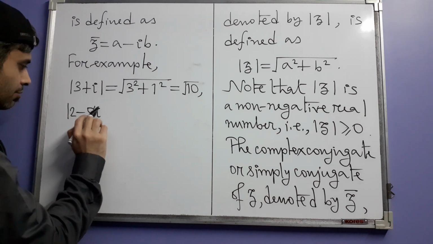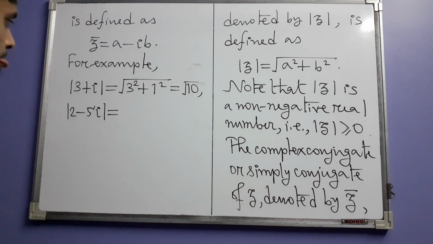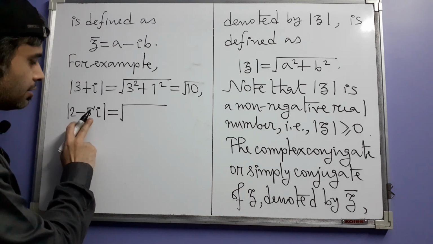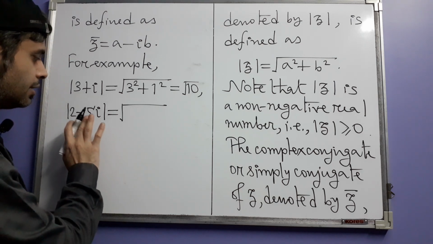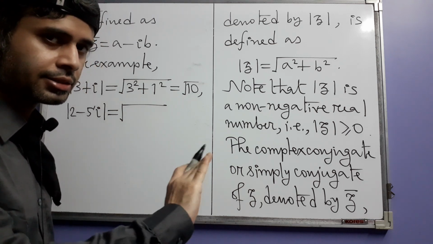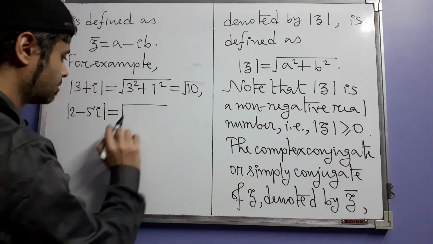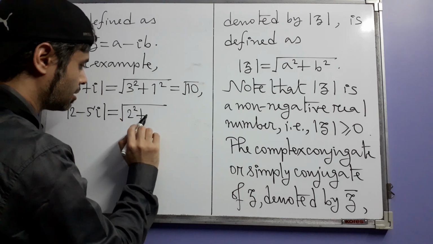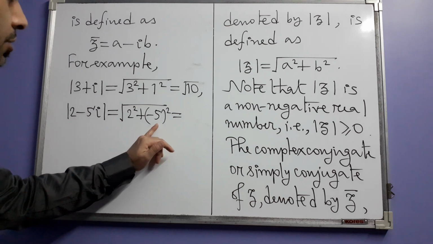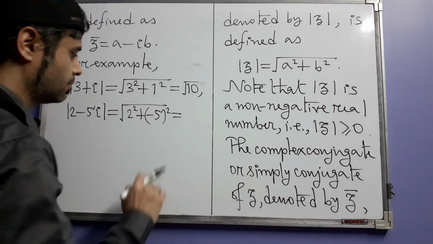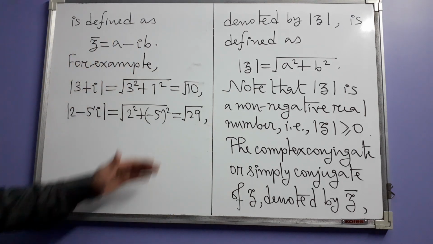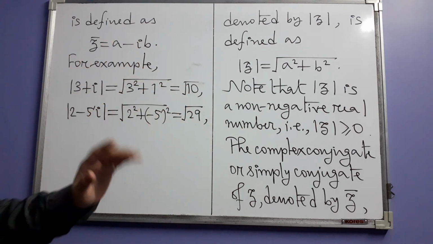2 minus 5i. What is the real part here? 2. Imaginary part is not 5. It is minus 5. And also imaginary part is not 5i. The i is not a part of the imaginary part. So 2 square plus minus 5 square. Minus 5 square is 25 and this is 4. So square root of 29. You can see that these are all positive real numbers.